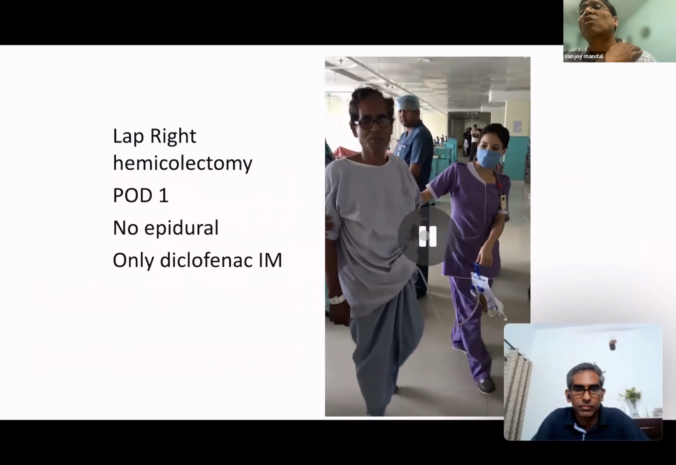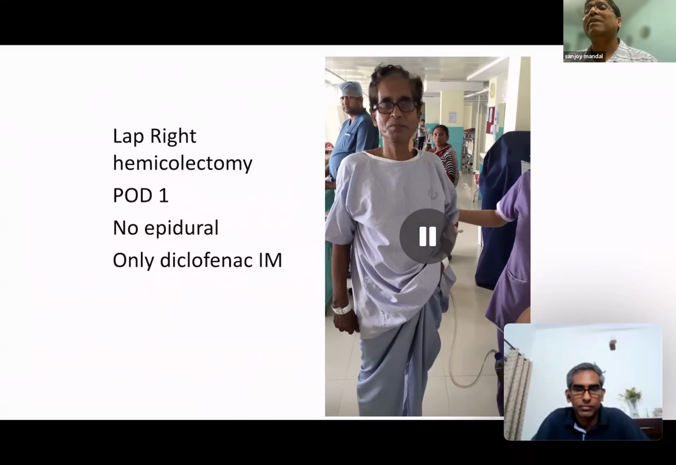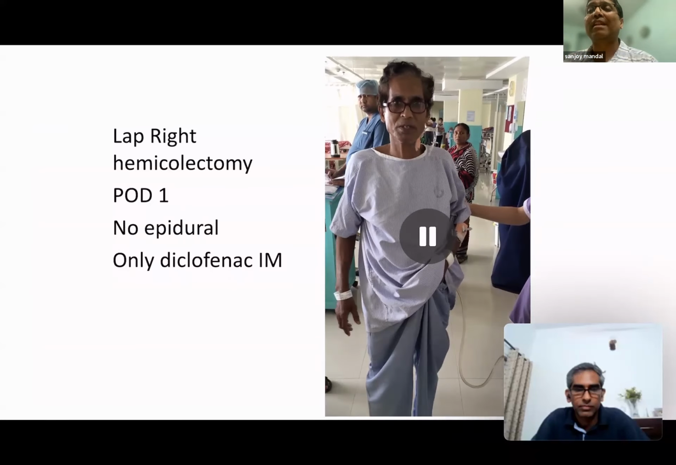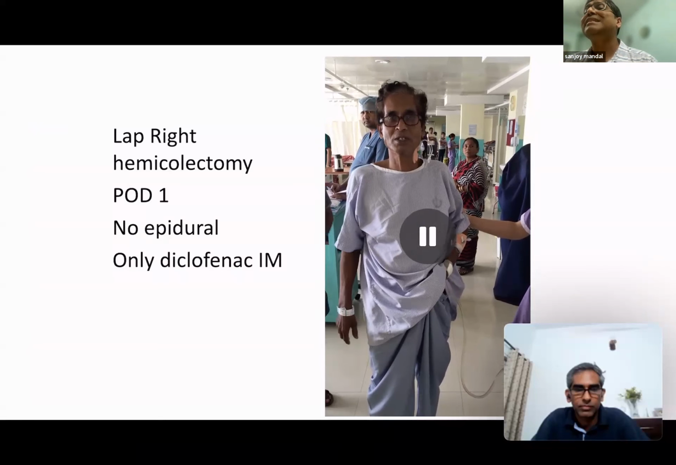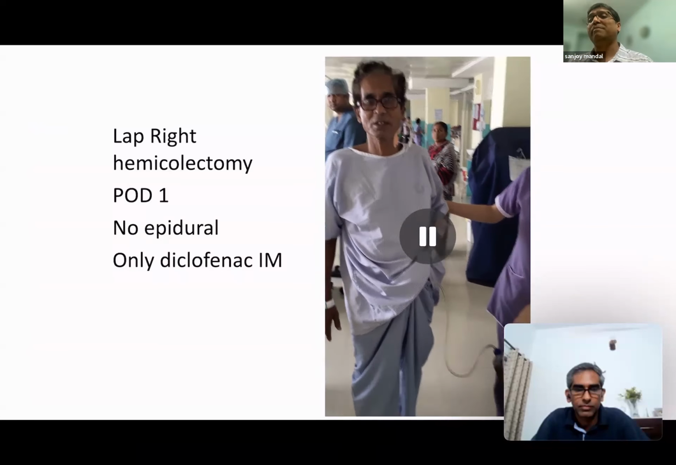A patient who has undergone a right hemicolectomy, post-operative day 1, no epidural, only diclofenac intramuscular. You can see how comfortable the patient is. I don't think you can see this in an open surgery patient.